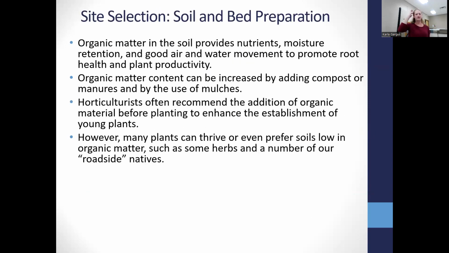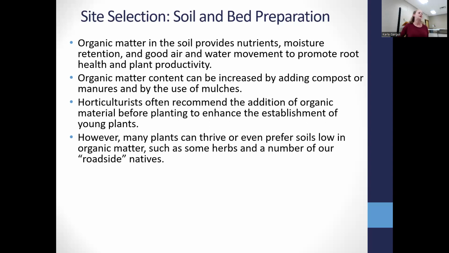Okay, so we know that the organic matter, the reason you're using that is it does provide some nutrients, but it's really building up that soil structure so the nutrients are easily taken up by the plant. It helps with moisture retention, but it also makes good air and water movement, and that promotes root health and plant productivity.